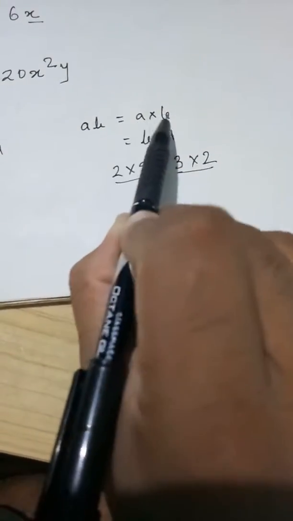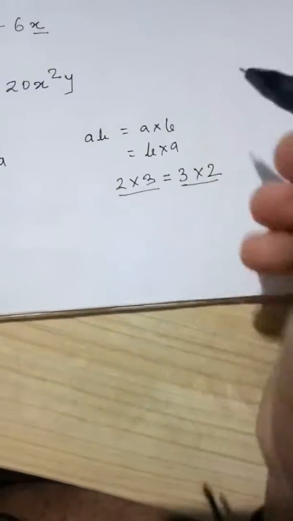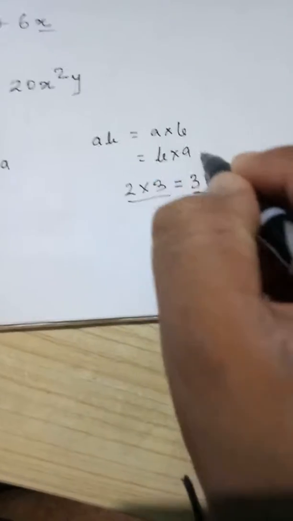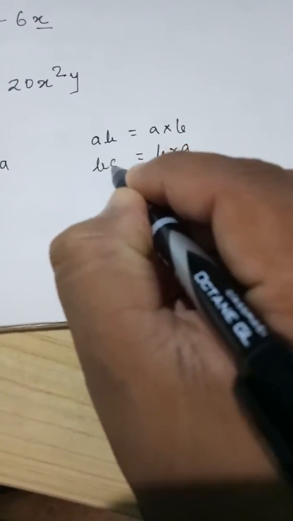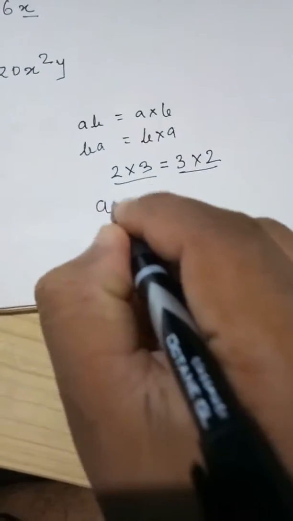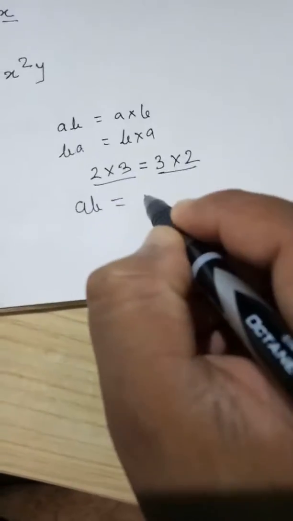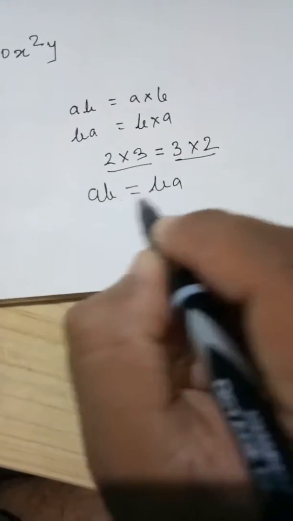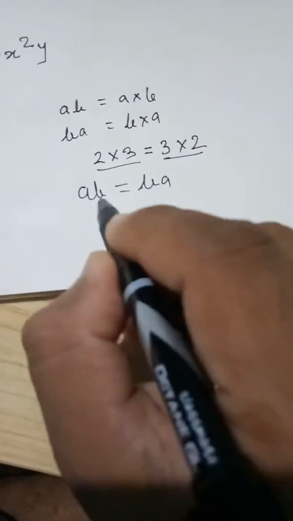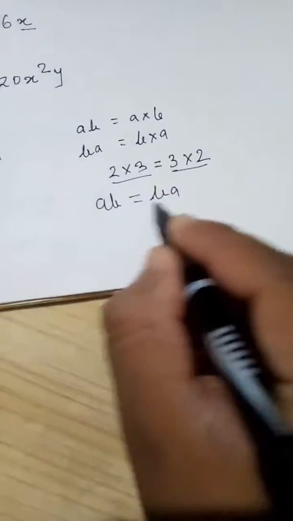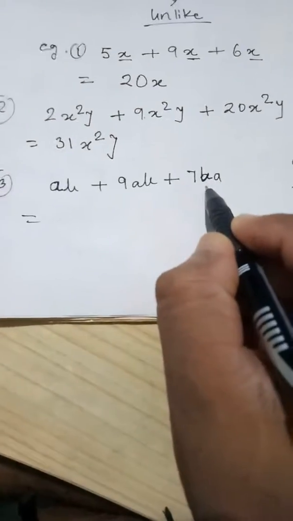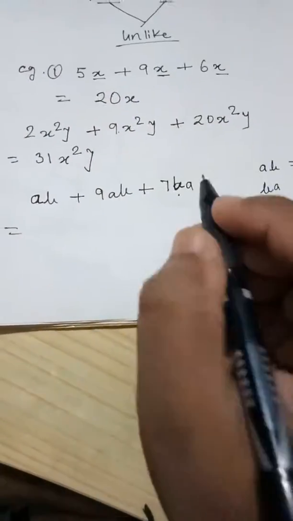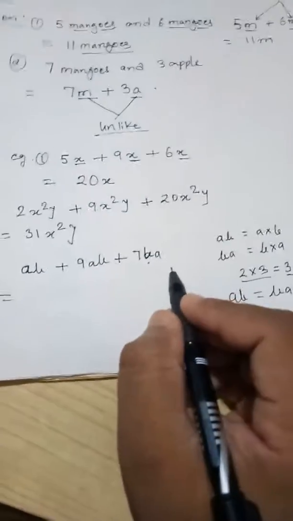So whether it is A into B or B into A, AB is nothing but the same as BA. They can be in any sequence, but they are the same. They have the same variables, so that is called like terms. So these both are like terms. This is also AB only, the only difference is B is written first and A later.